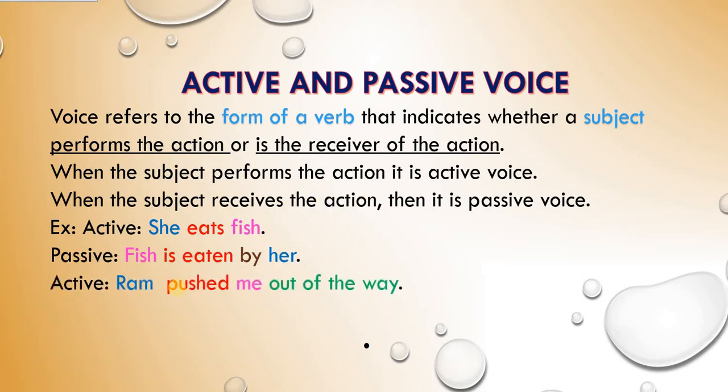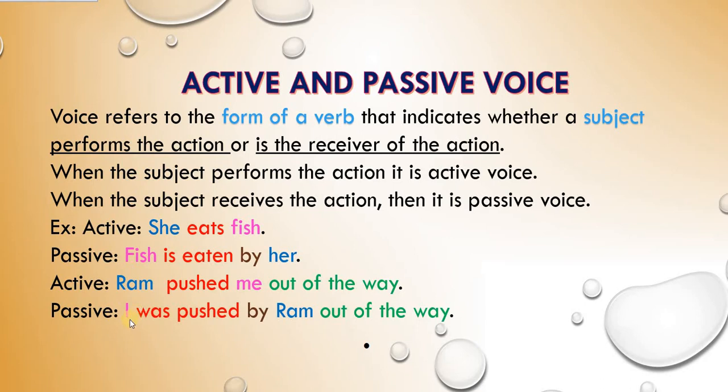Another sentence: Ram pushed me out of the way. Out of the way is not required to build this sentence. Here Ram is the subject and me is the object. Ram is performing an action on me. In the passive voice, I don't push him. He is only pushing me. I was pushed by Ram. I is the object of active voice and Ram is the subject of active voice, which get interchanged.